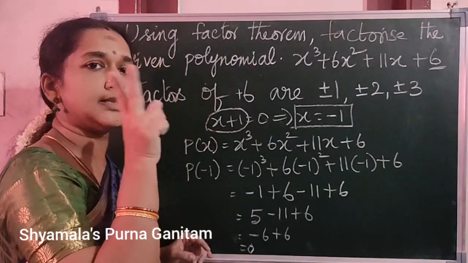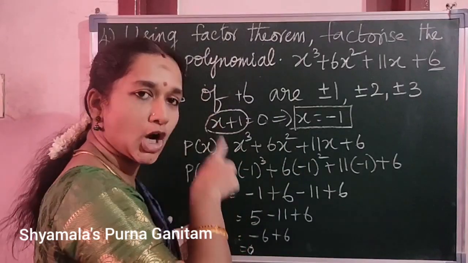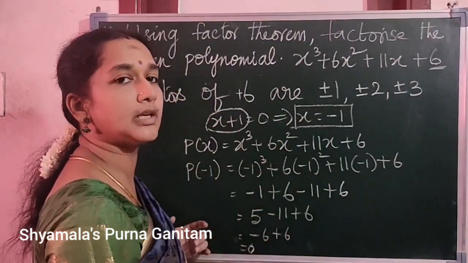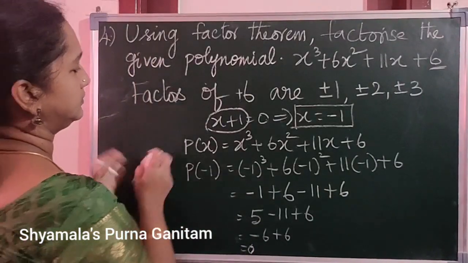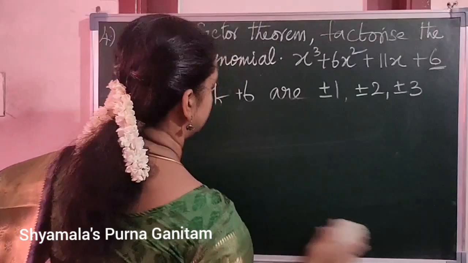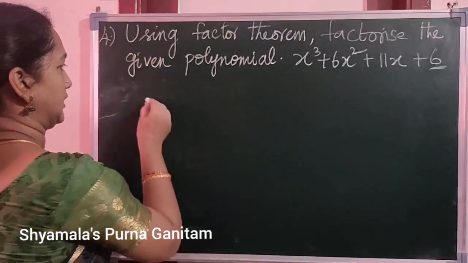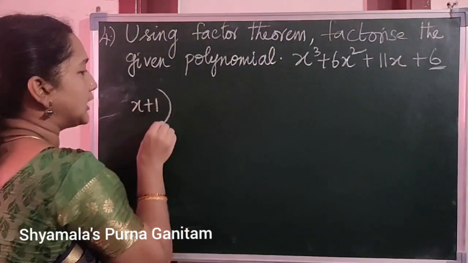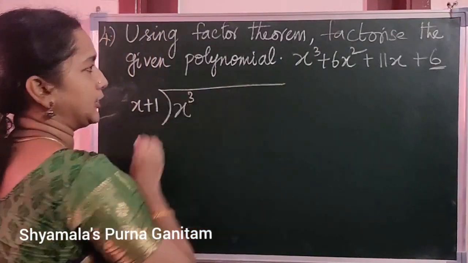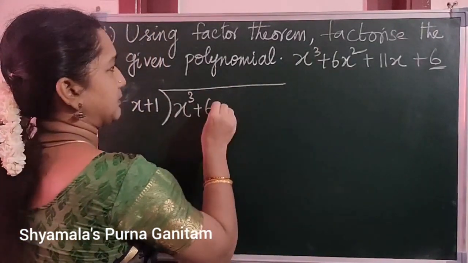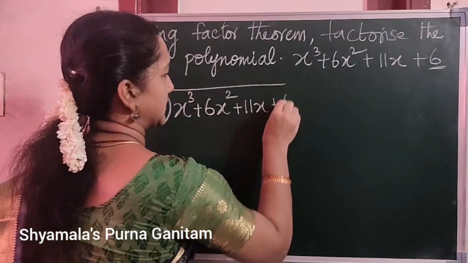So 2 more factors I have to find. For finding the 2 more factors, first I will use the long division method. Then I will use the synthetic division method. Okay. First, long division method. Since we know that x plus 1 is one factor, I am dividing the given polynomial by x plus 1. So, x cubed plus 6x squared plus 11x plus 6.